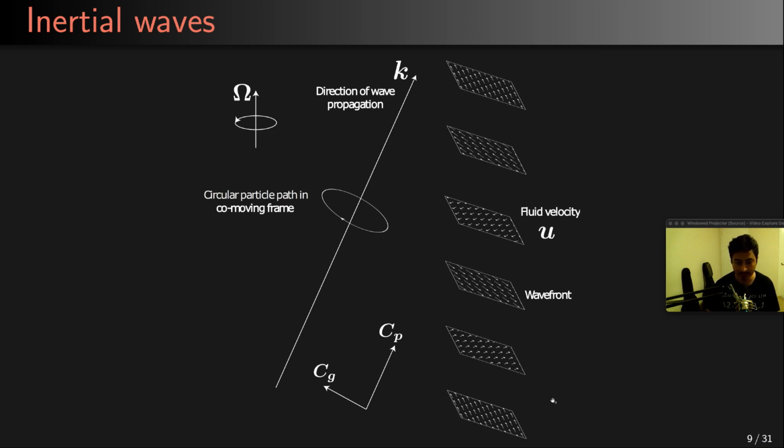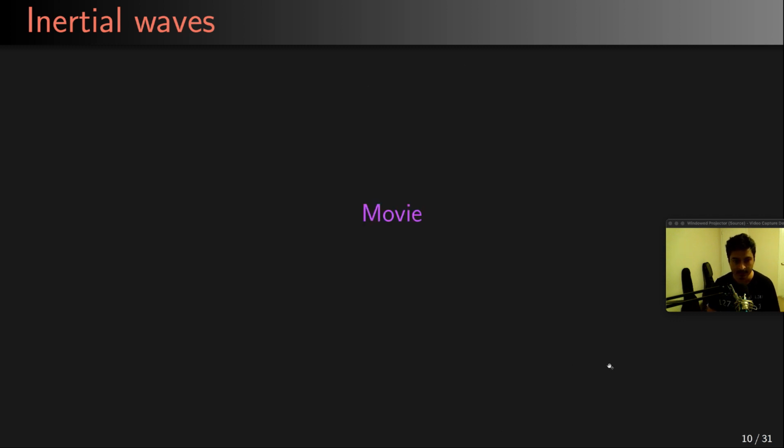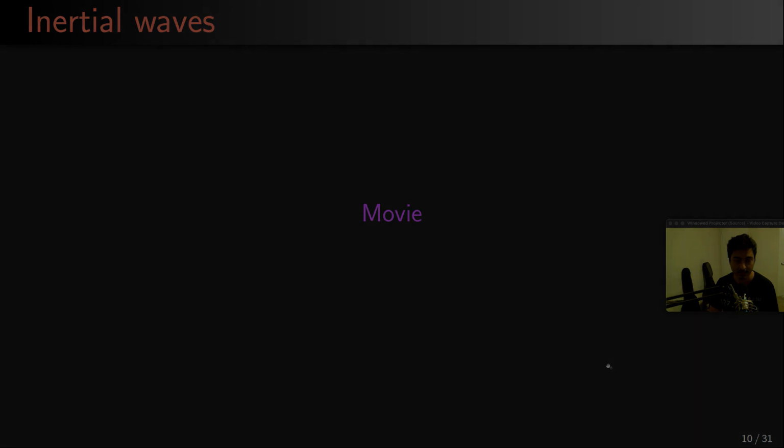However, the group velocity actually goes perpendicular to these. So they actually will travel perpendicular to the phase velocity, perpendicular to the direction in which the wave fronts are traveling. And each particle also moves in a circular path, as we saw for inertial oscillations. And time for a movie on inertial waves.